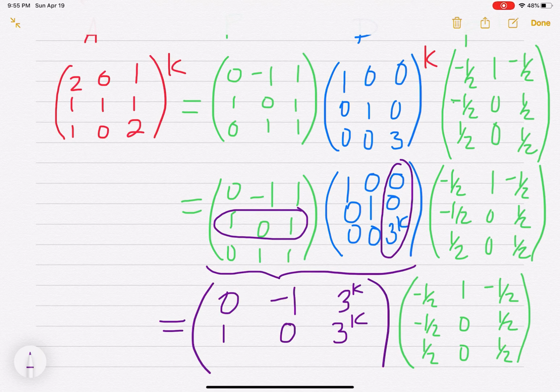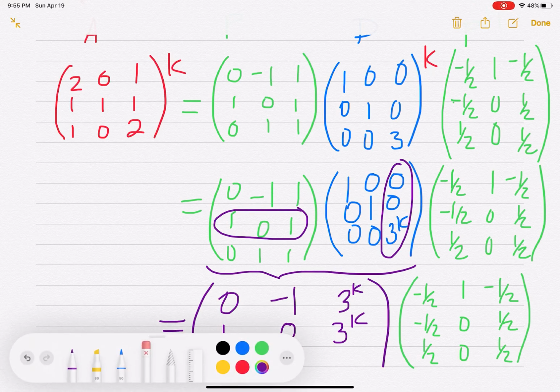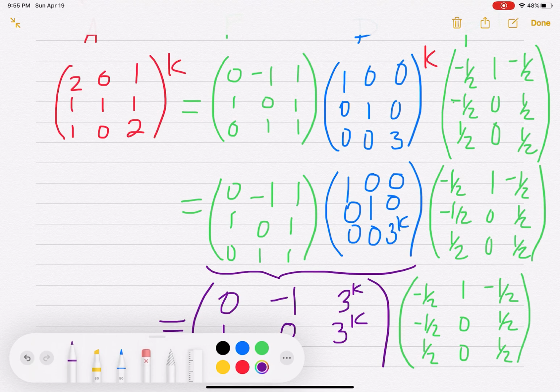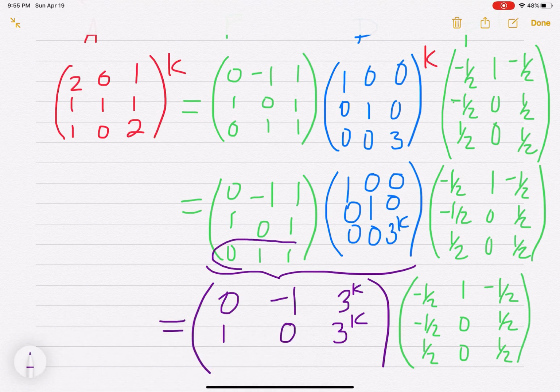All right, what are we doing next? The last row, third row. All right, let's see. Taking the third row, I'm going to dot product with the first column. 0 times 1 is 0, plus 1 times 0 is 0, plus 1 times 0 is 0. I just get a 0 there.